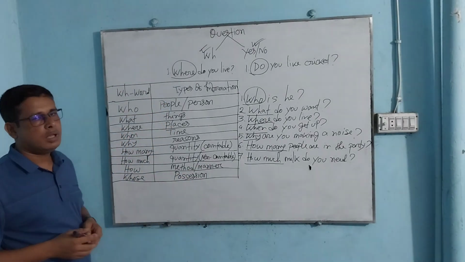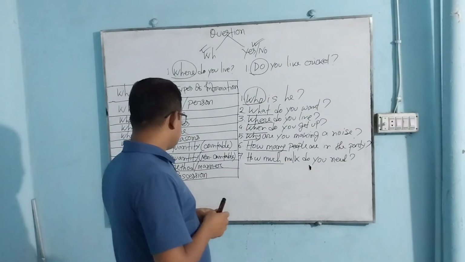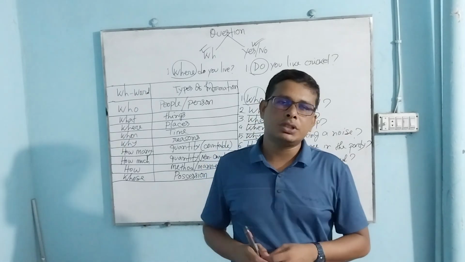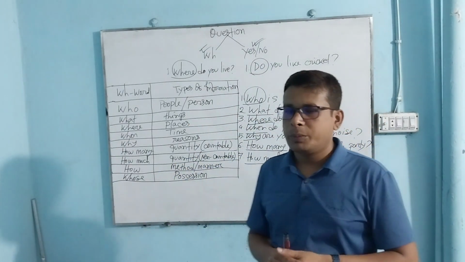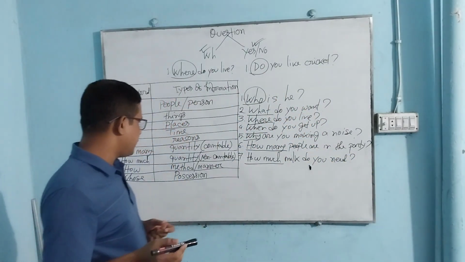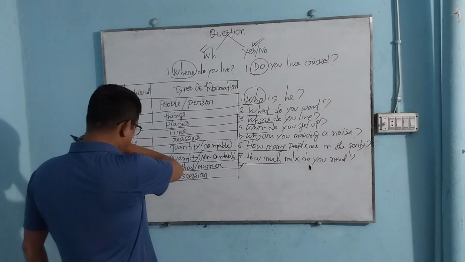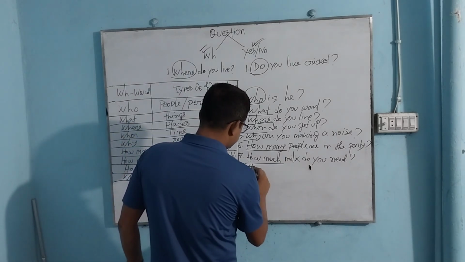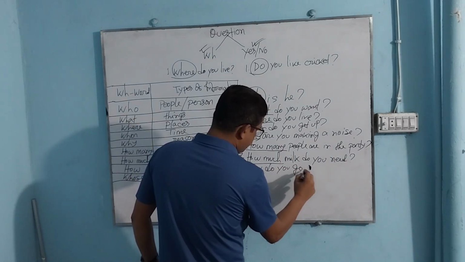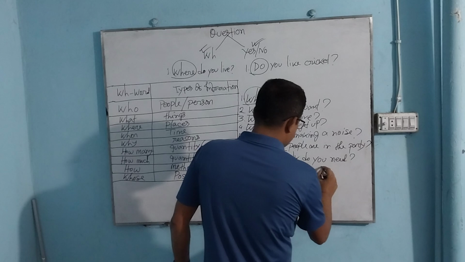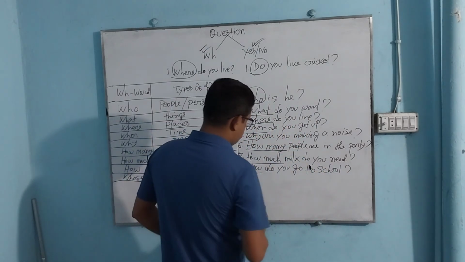Next, how. Only how. How is used to give information about method or manner. How is used to give information about method or manner. If I give an example, let's say, how do you go to school? How do you go to school?